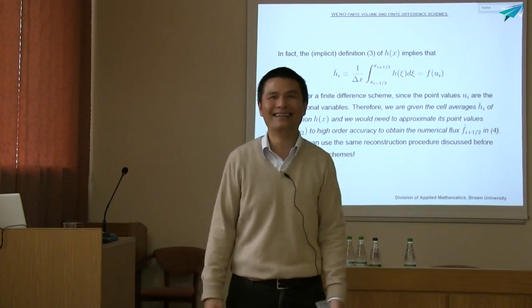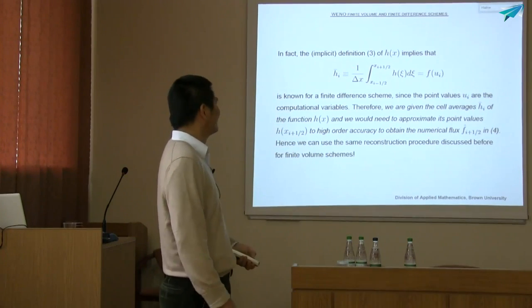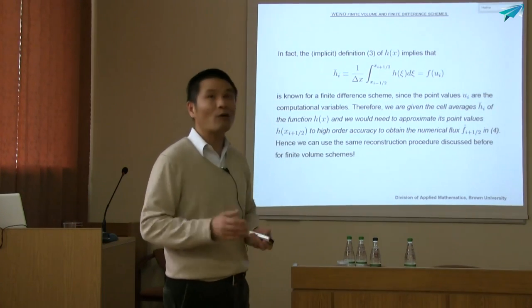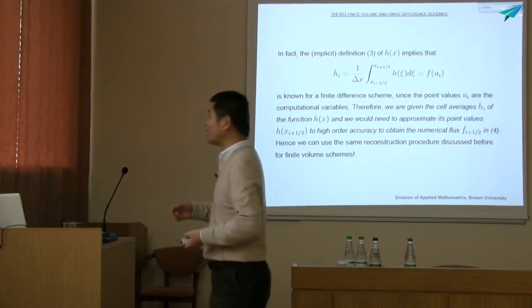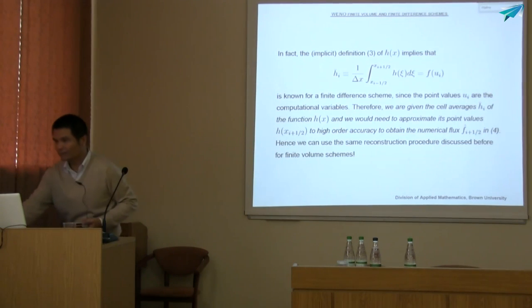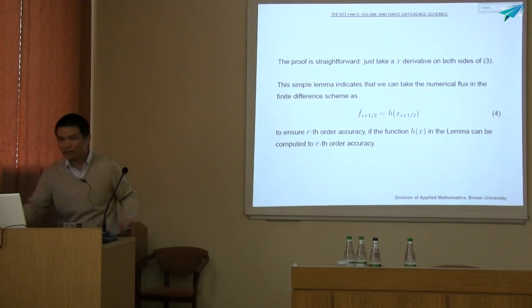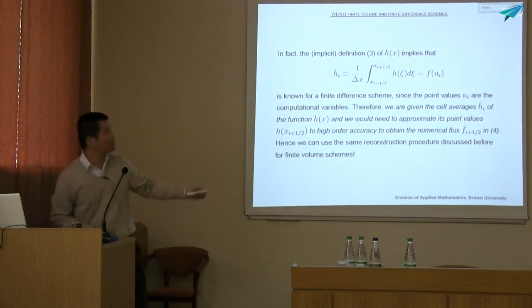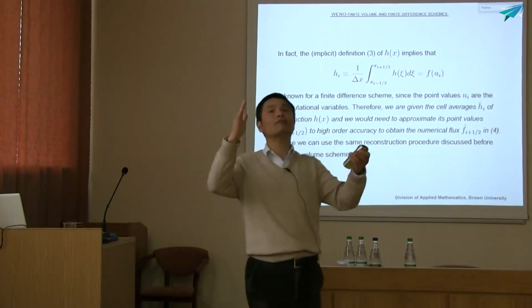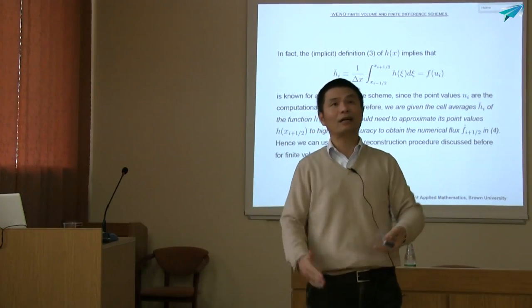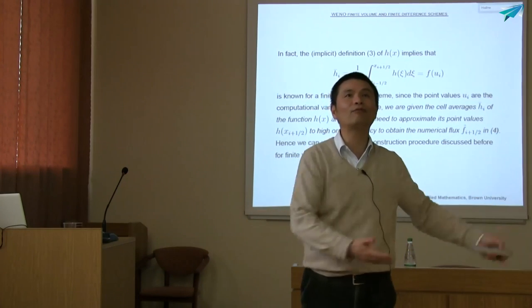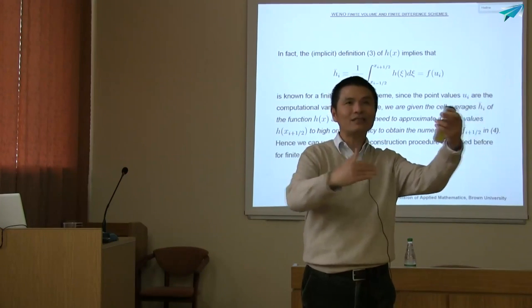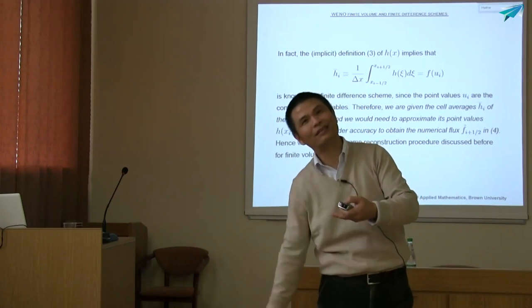No? I'm given... So it's not true that I don't know anything about h. I actually know the cell average of h. So what do I need? Well, I told you that I need h at i plus half. So now the problem becomes, if I know the cell average of h, I need to know the value of h at i plus half. But this is a problem we studied before. This is reconstruction. Right? Given cell averages, find the value at the interface.